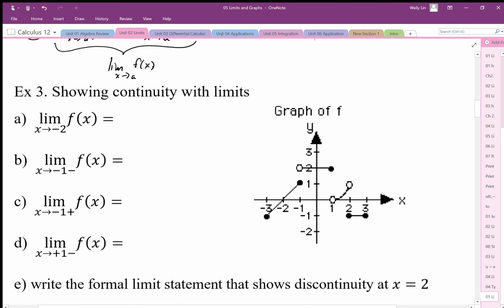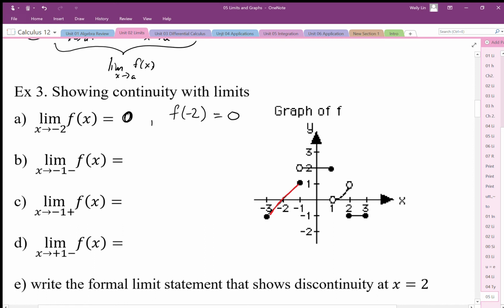Okay, so if I want to show at -2 it's continuous, we know that as x goes to -2, the y value is equal to 0. Okay, so that satisfies the first condition. We also need to show that f of -2 is the same limit, which is true. And so we know that, and again, our eyes don't lie. We know it's continuous through that point.